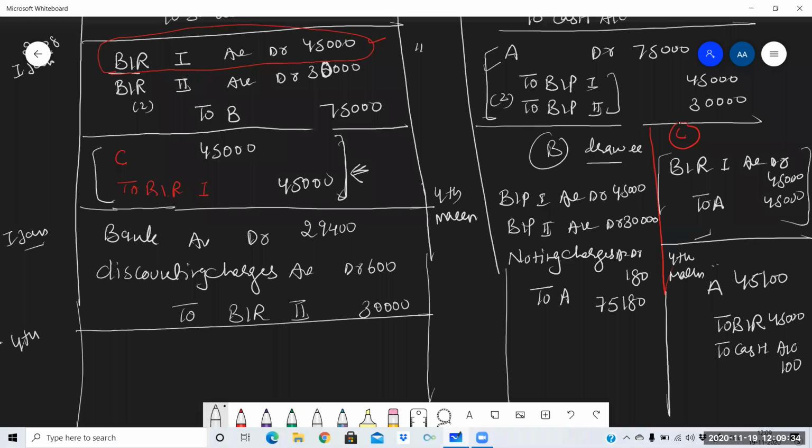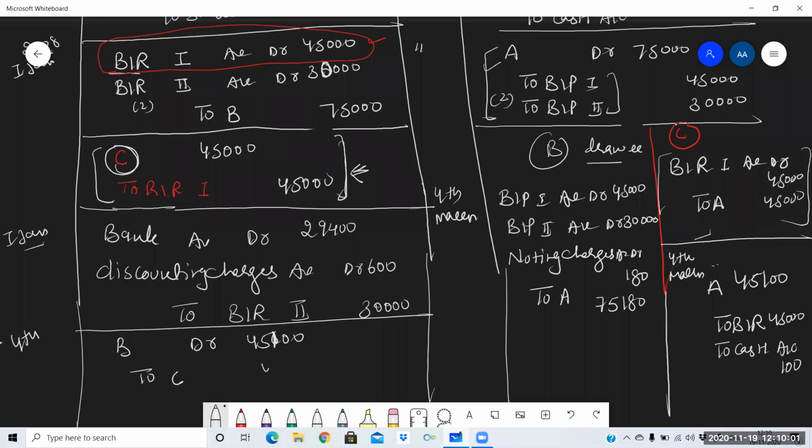I told you many times that whenever the bill is dishonored, then DROI will be debited. So for A, who is DROI? Yes, B. So B debit to reverse of the previous entry. In relation to endorsement, this is the entry. So B to C, including noting charges.